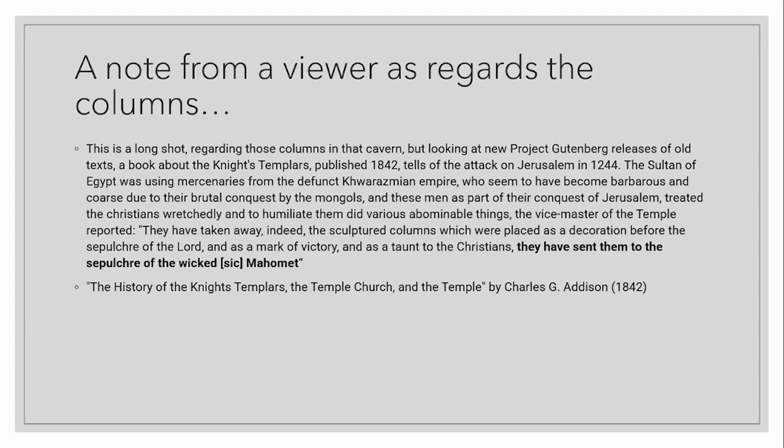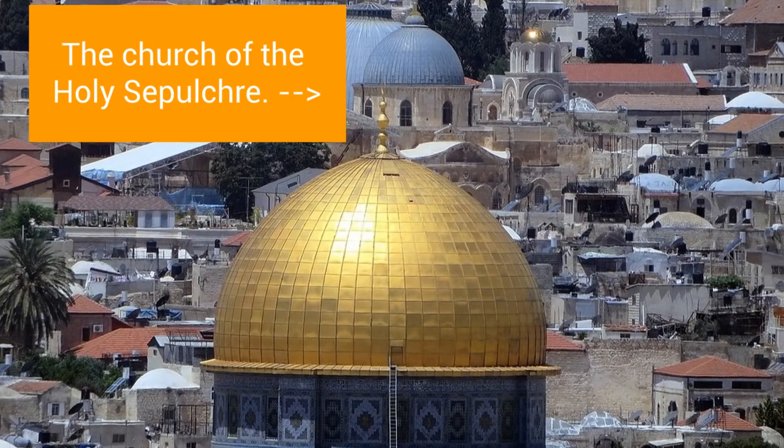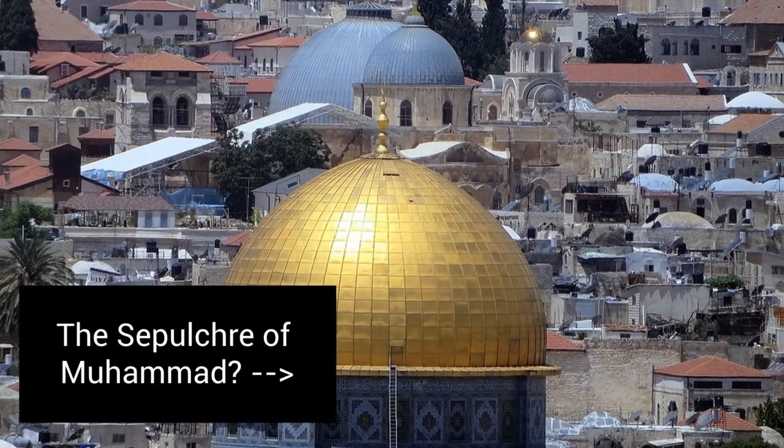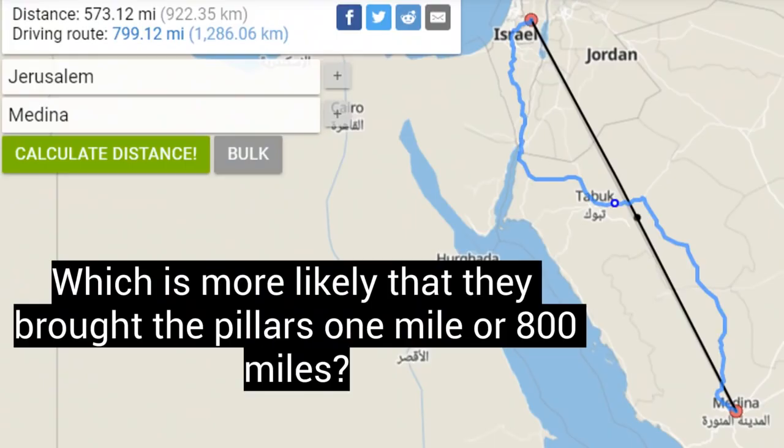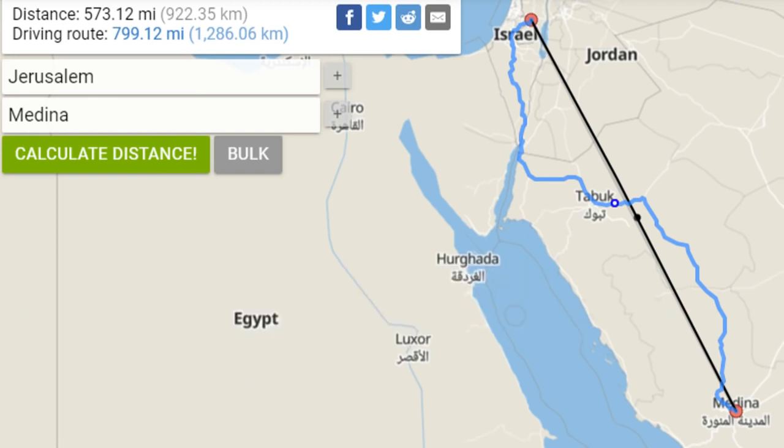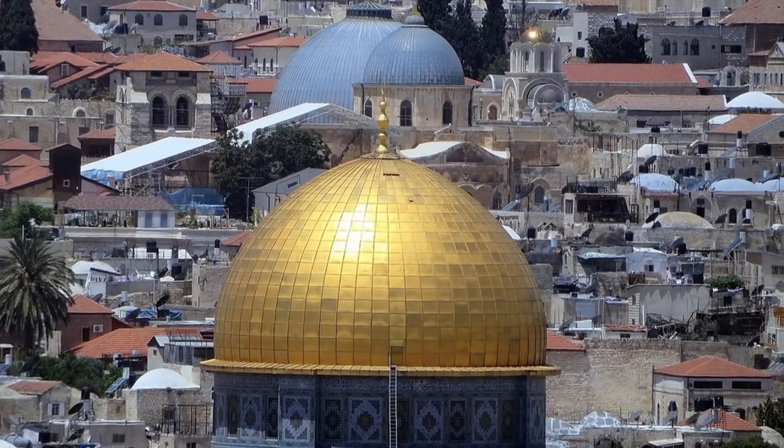Now, where is the sepulchre of the wicked Muhammad? It doesn't say. But just across the valley is that cavern that we mentioned. Would they have gone to the effort of bringing these pillars all the way down to Medina just to shove it in the faces of Christians? Or would they have just brought it across the valley to the tomb that I mentioned?